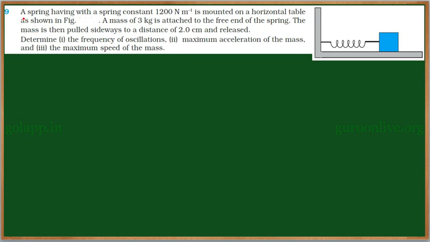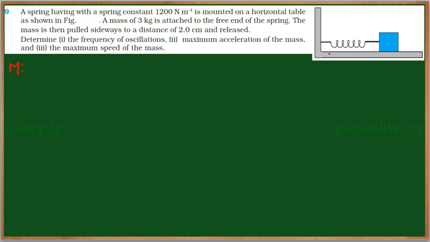Well, see this problem. A spring having a spring constant 1200 Newton per meter is mounted on a horizontal table as shown in figure. A mass of 3 kg is attached to the free end of the spring. The mass is then pulled sideways to a distance of 2 cm and released. Determine the frequency of the oscillations, maximum acceleration of the mass and the maximum speed of the mass.